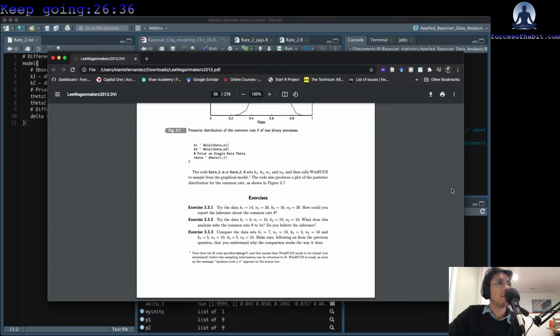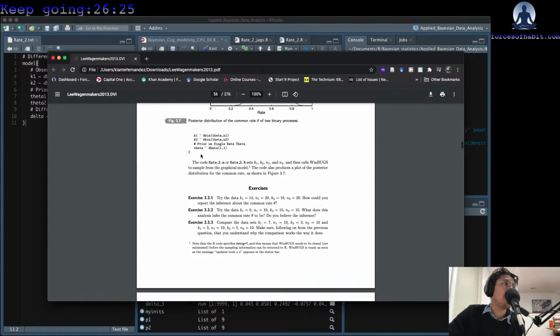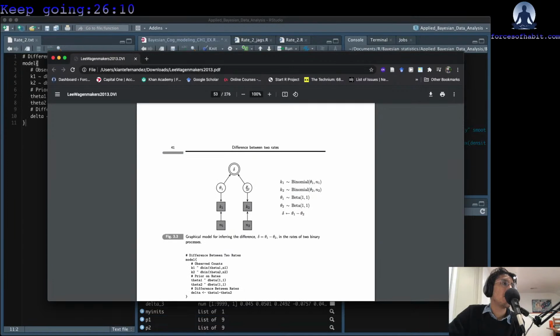Alright, so it wants me to try a couple different rates again. Well, first, changing the model here. So instead, we're going to be inferring from a single rate. As before, that's the same data, but before, we thought there were two rates and we wanted to know if they were different from one another.